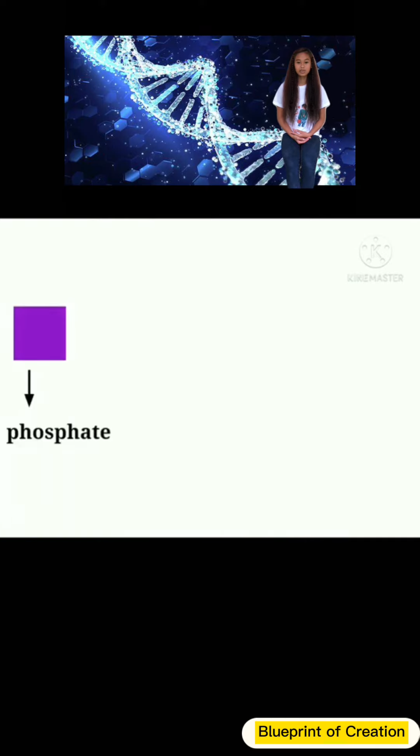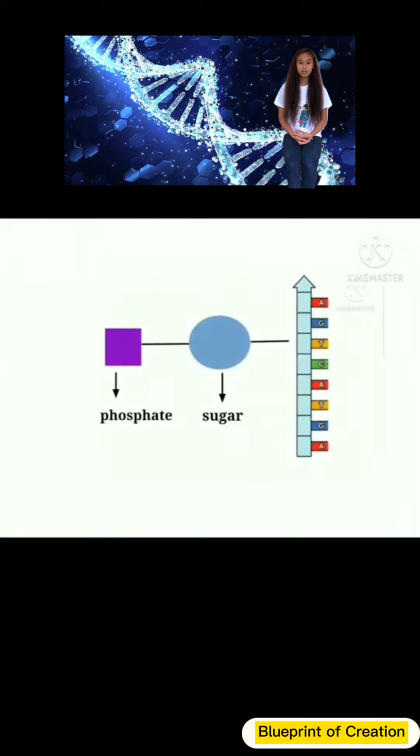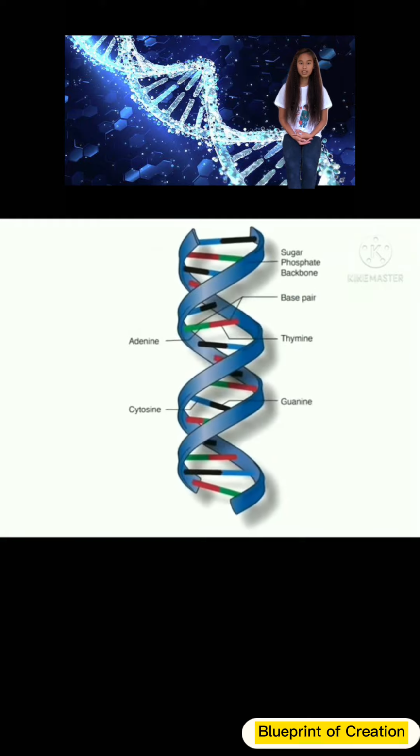The phosphate group is linked to sugar to form the sides of the ladder, or the backbone of DNA, and complementary bases, A to T and C to G, are attached to this backbone. Due to the bonding of sugar-phosphate molecules, DNA forms a helix structure.